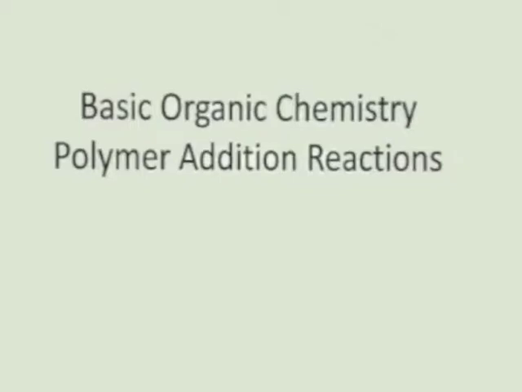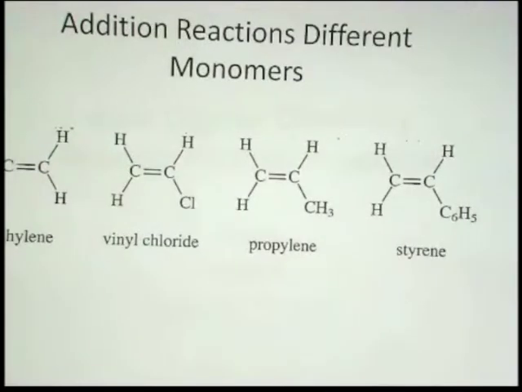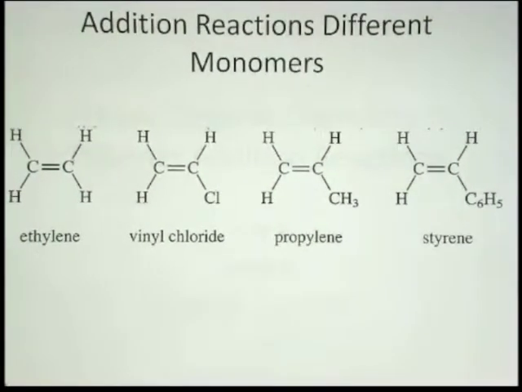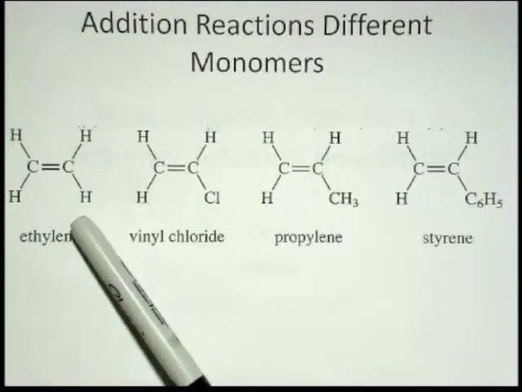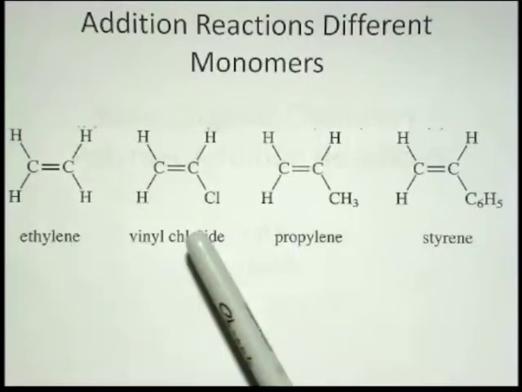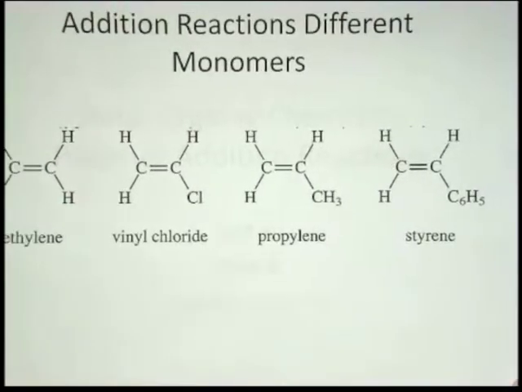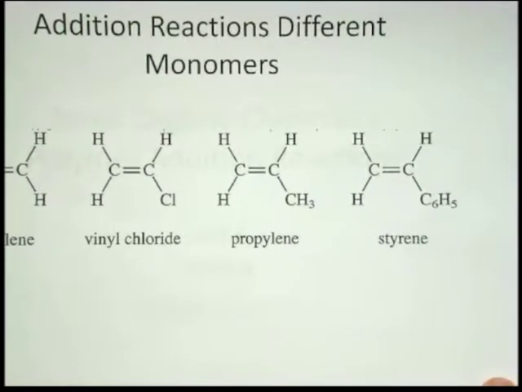Now we're going to look at the different types of properties you get when you change the monomer unit itself. So here's 4 common monomers that are used in addition polymerization reactions. Ethylene, of course, we've already looked closely at. And here's 3 other very, very common monomers used in addition reactions.